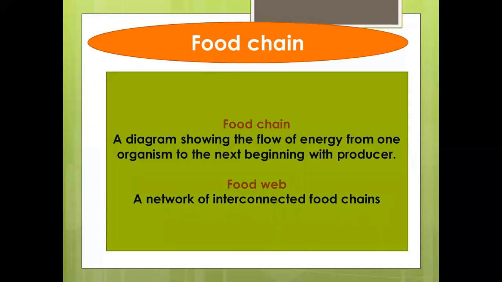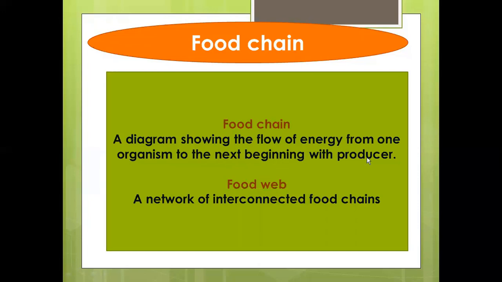Let's move on to another part, food chain and food web. Food chain is a diagram showing the flow of energy. Today I will start to explain small parts of the food chain and food web. There are three kinds: food chain, food web, and also pyramid. Let's move on to the first part. Food chain means a diagram showing the flow of energy from one organism to the next, beginning with the producer.